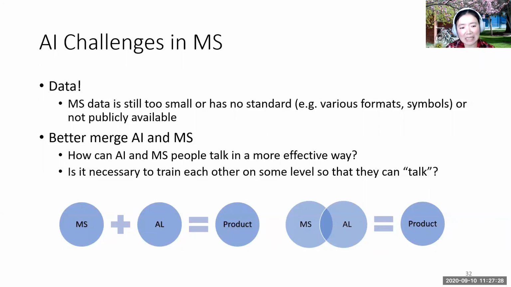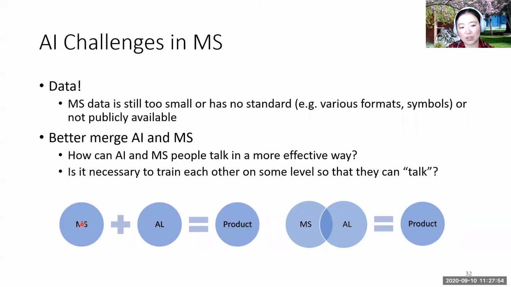So I'm thinking, is it necessary to train each other on some level? I'm not expecting AI people to become material scientists, or material scientists to become AI scientists, but so that we can talk. Here I show two figures, and I'll explain how it works. How can we better merge AI and MS?